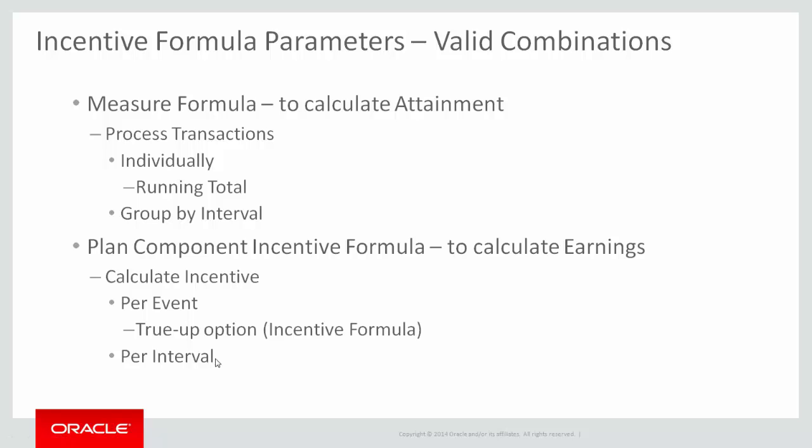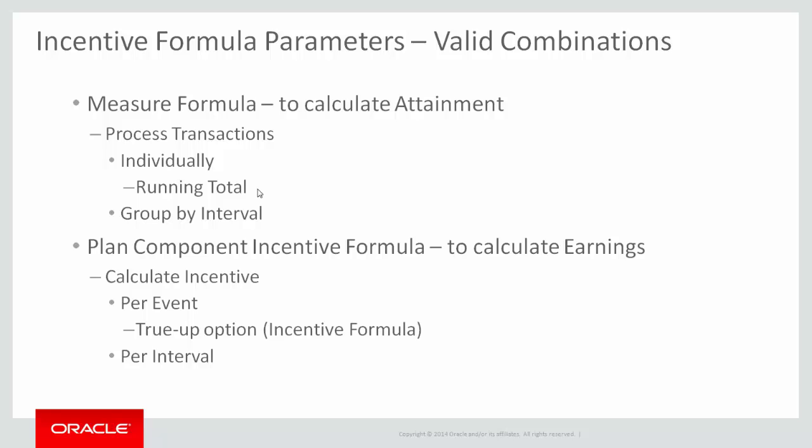Again, hopefully not to confuse it, so that when you're talking about the component pieces, you can clearly articulate what you're talking about. When you're processing transactions individually at the measure formula level, there's another option you can select, and that's a running total, another checkbox. When you don't have running total selected, all transactions are treated discretely, as if the one before it had never happened.